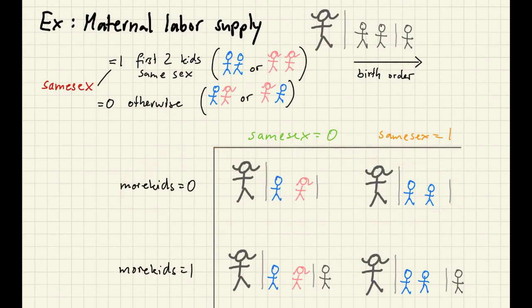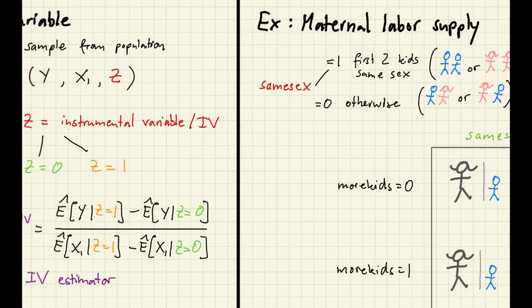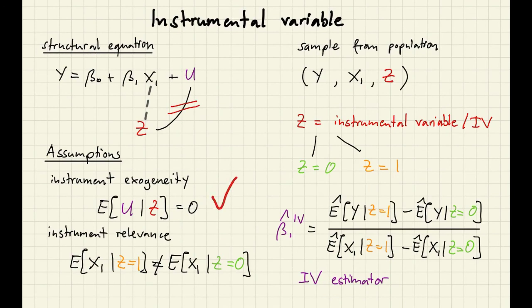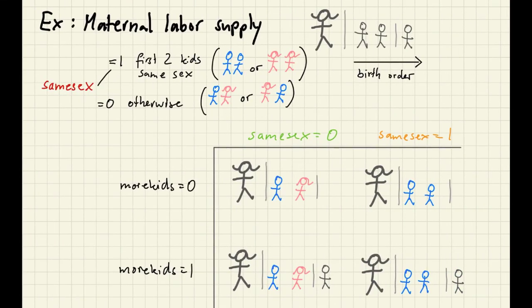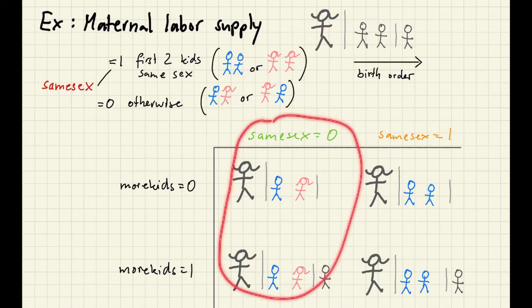Can we make a similar argument when looking at the variation here? No, we cannot, because the sex composition is essentially random. So observing boy-girl rather than boy-boy shouldn't be predictive of the level of childcare that I have available. The exogeneity assumption seems plausible. Next, let's check the instrument relevance assumption. The instrument relevance assumption requires that the typical level of more kids is different in the same sex equal 0 and same sex equal 1 columns.